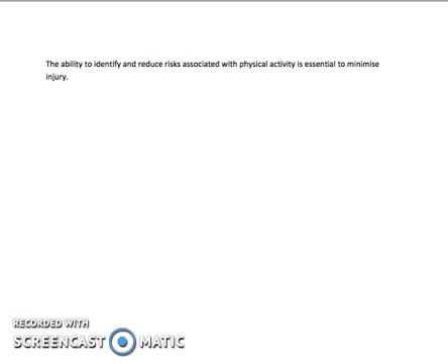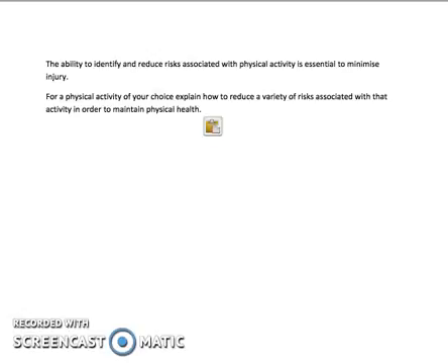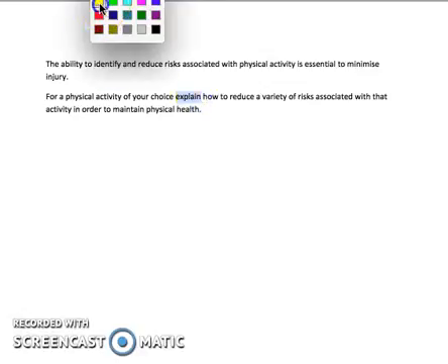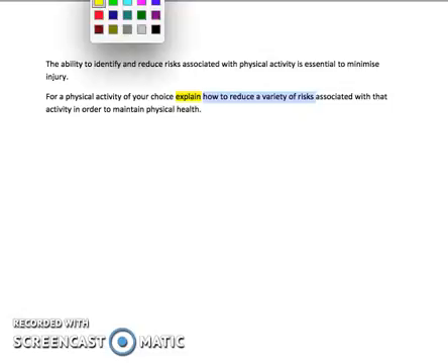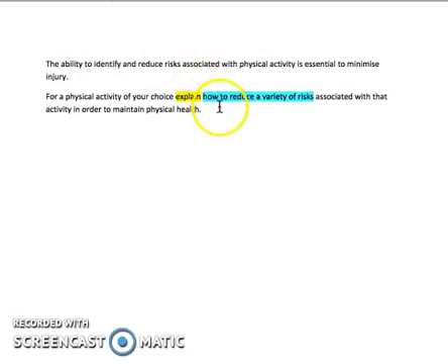The next part of the question says this: for a physical activity of your choice, so you've got to choose a physical activity, explain. So we've located that command word, which is what we need to do first, and it's now asked us to identify how we might reduce a variety of risks associated with that activity in order to maintain physical health. Okay, so we could identify that, but it's not too important because we know that we're trying to reduce risk in this physical activity, and that's the main content of what we need to do.